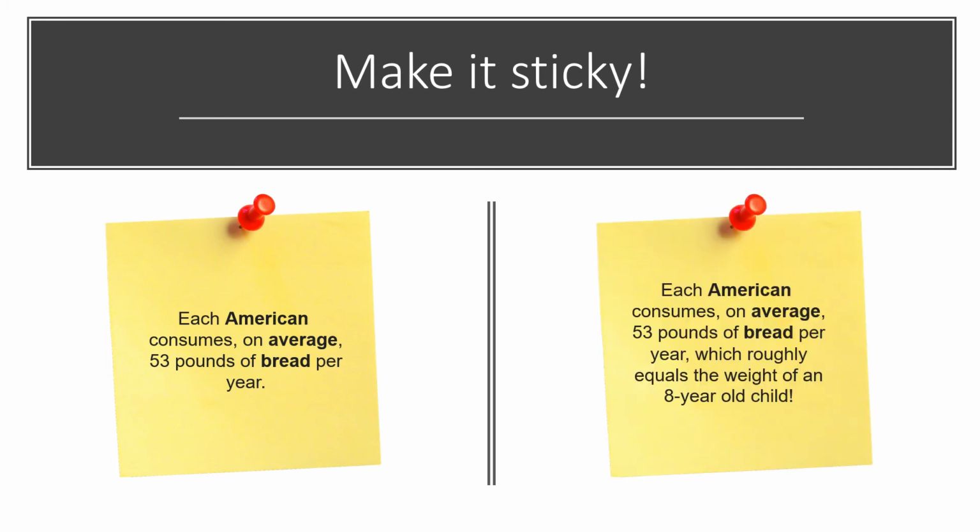So instead of this, why don't you say each American consumes on average 53 pounds of bread per year, which roughly equals the weight of an 8-year-old child. Now you're still giving all the information. You're telling the person about the 53 pounds fact, but you're also backing it up with a universal or a globally accepted symbol, a child. So a person is bound to understand this better and also retain it for longer.